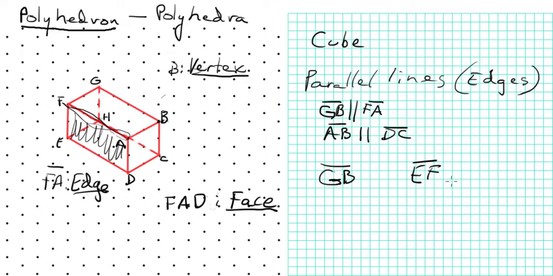Now EF, as you can see, goes like this, okay? GB goes like this. Now, are those two anywhere near each other? Are they ever going to intersect? The answer, of course, is no, because EF goes up and down here, GB goes this way, and so they will never intersect.